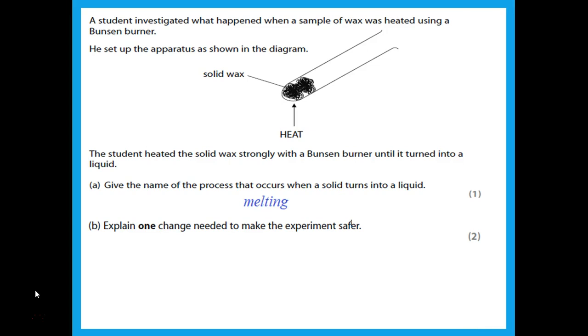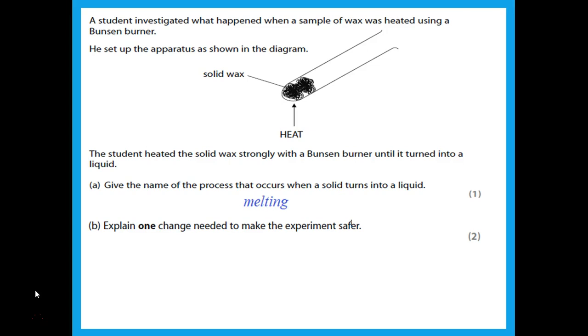Explain one change needed to make the experiment safer. Usually there are questions about safety in most of the questions. So here he's saying, how do I make this experiment safer? So what are we doing? We're heating a solid in a test tube. If we heat it directly, the solid is likely to splash out or pop out or things like that.